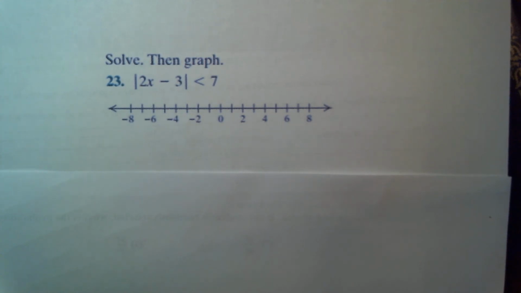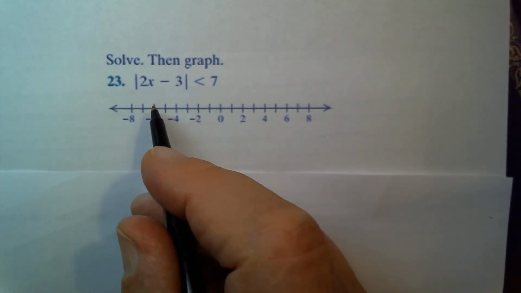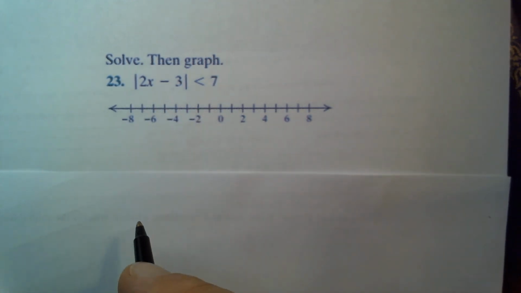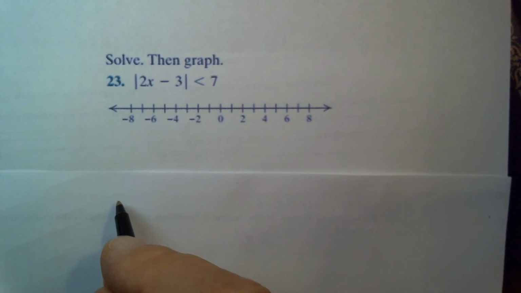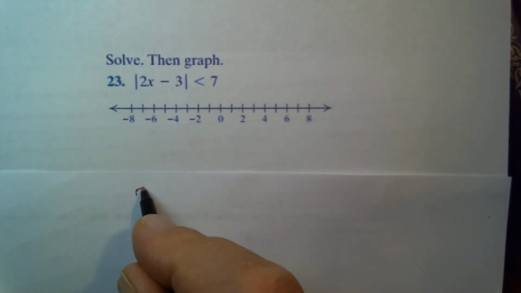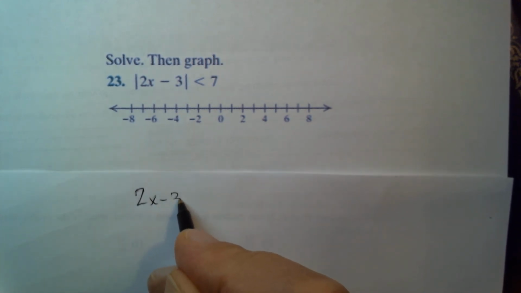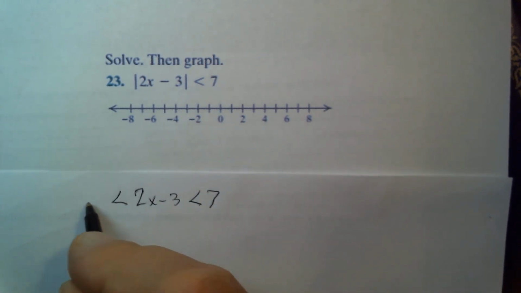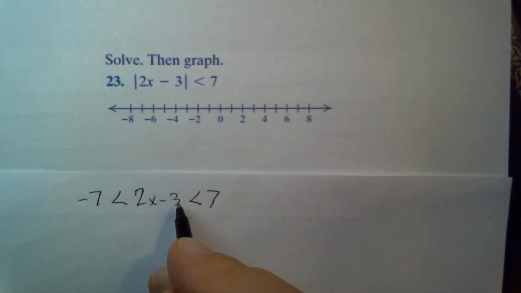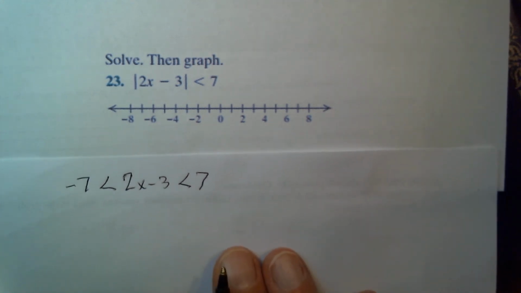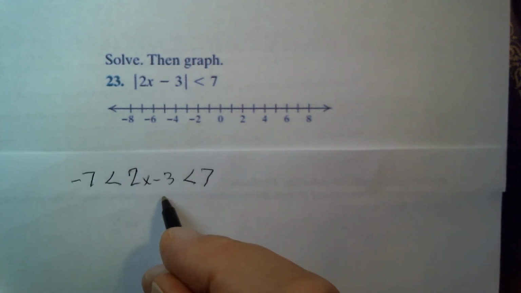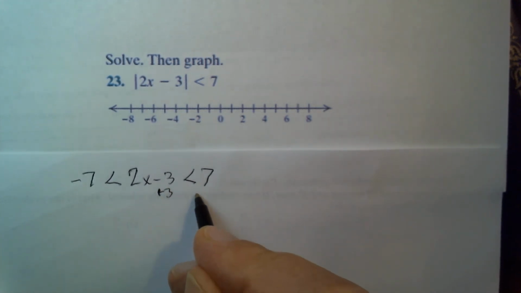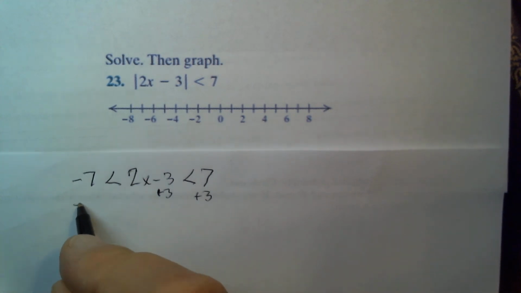Based on the information on page 103, we can solve this inequality as follows. We can write that as 2x minus 3 less than 7 and greater than minus 7. So this is a compound inequality. And so the idea is to isolate the variable. So that means we add 3 to all parts, to each part of the inequality.